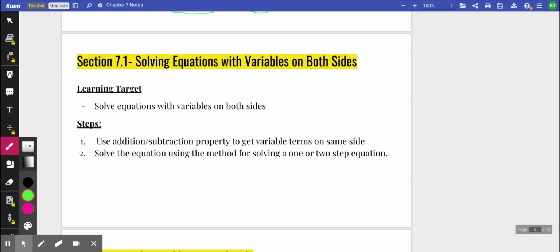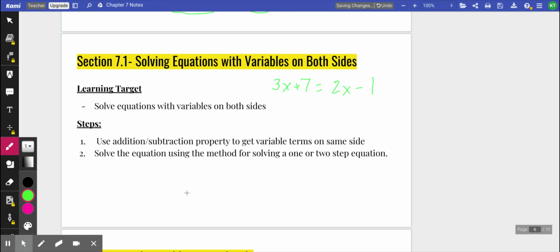All right, building on our 7.0 where we reviewed solving one-step, two-step equations, talked about simplifying first and then solving using one or two steps. We're going to add another type in here, and it's equations with variables on both sides. Meaning I could have like 3x plus 7 equals 2x minus 1.